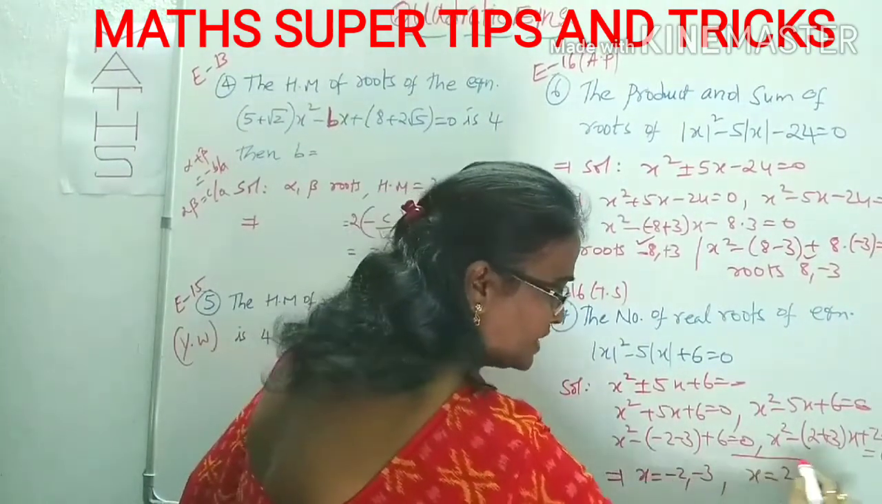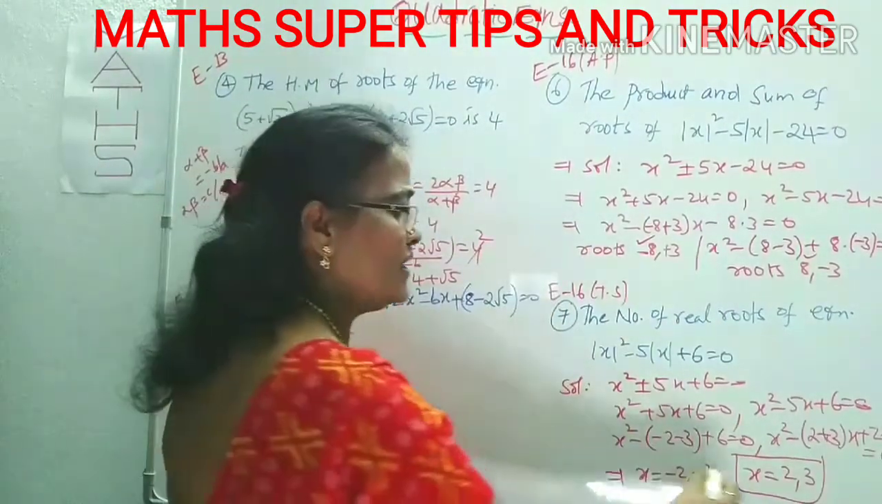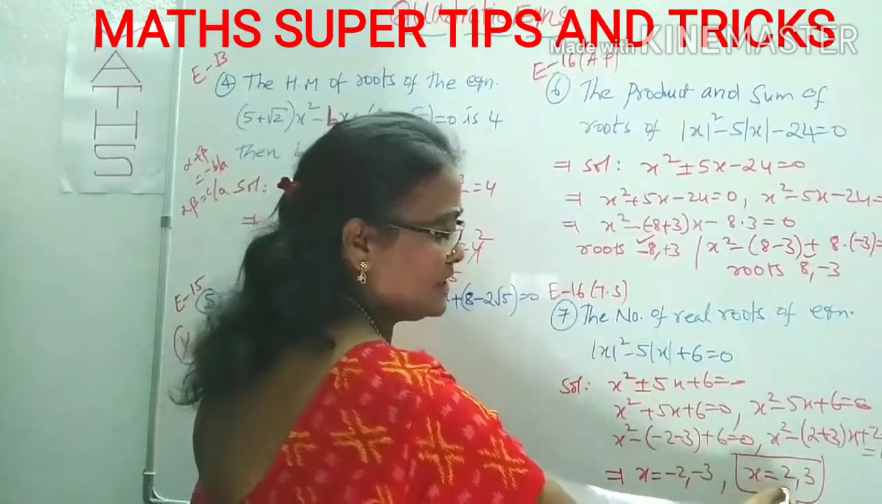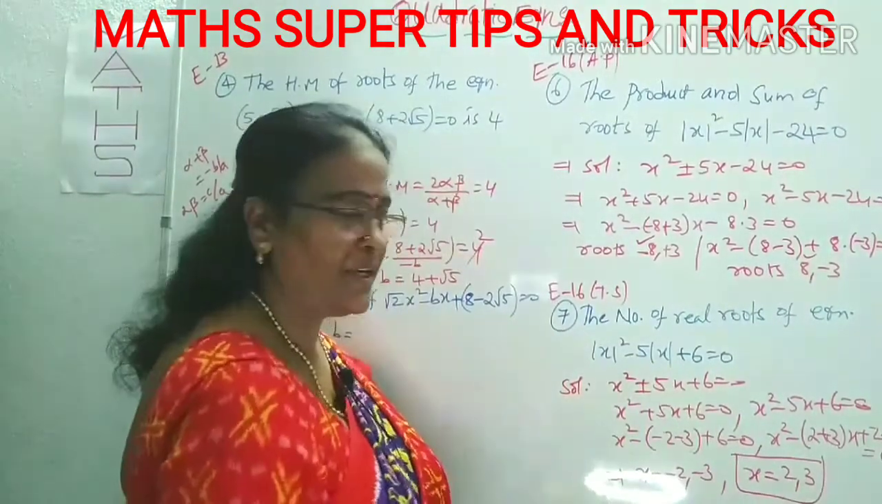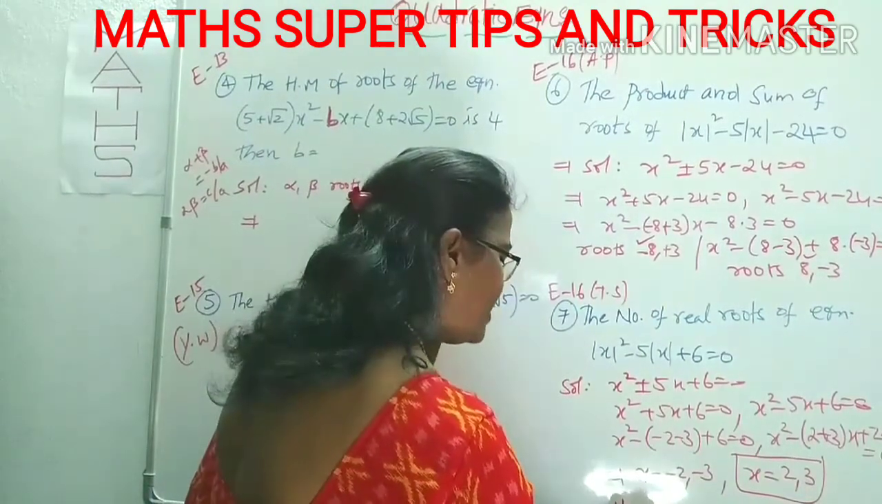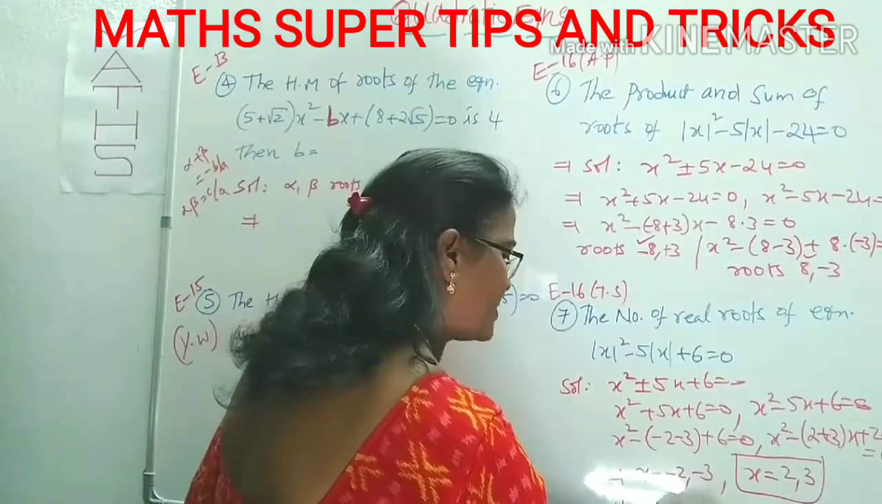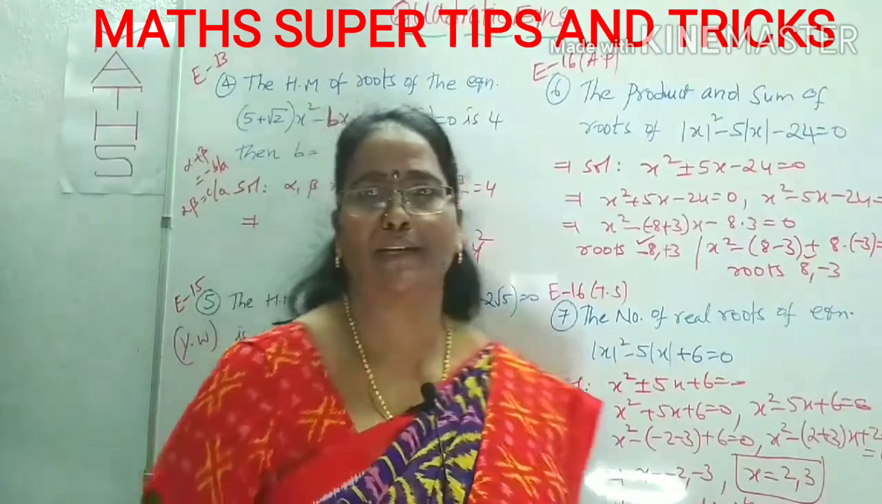By checking, you can observe that these two roots will satisfy the given equation. Check yourself; we can substitute 2 and 3 in this equation. It will be true. So what are the roots here? 2 and 3 only satisfy. Therefore, the number of real roots will be 2. It is asking how many real roots there are.